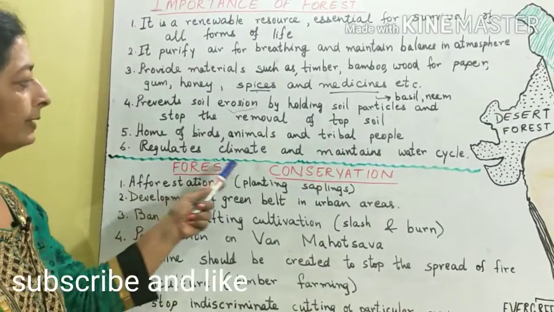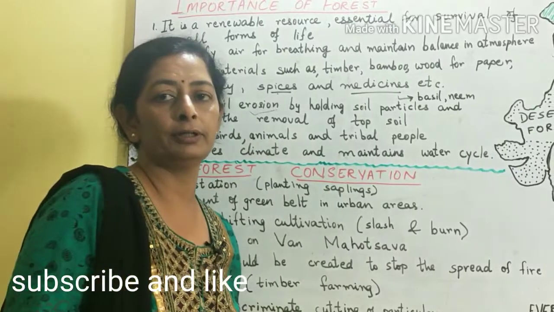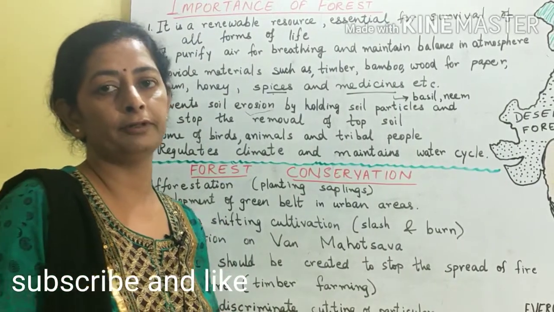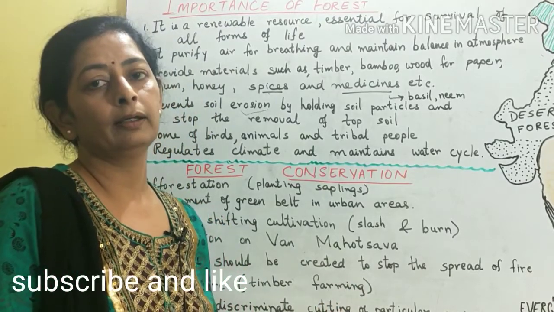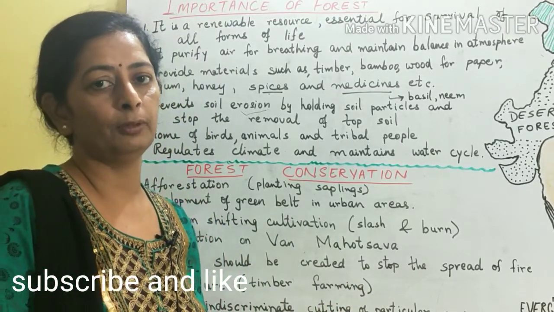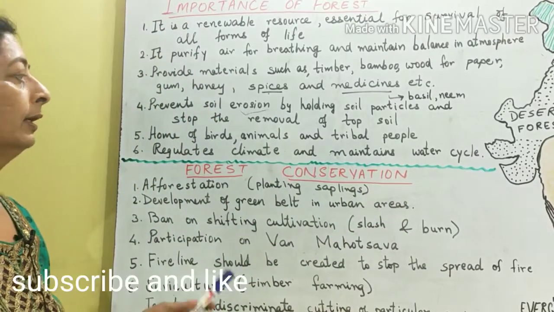Forest also regulates climate and maintains water cycle. We all know that evaporation takes place from the rivers and oceans, and again it becomes cloud and it gives precipitation in the form of rainfall. So that's the water cycle which is maintained by forest.